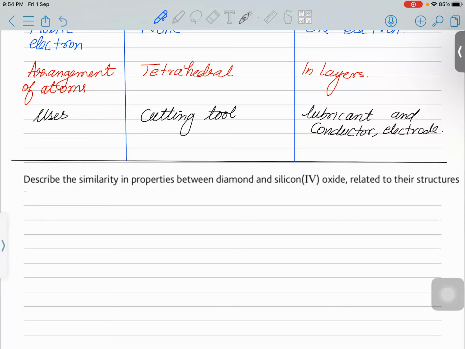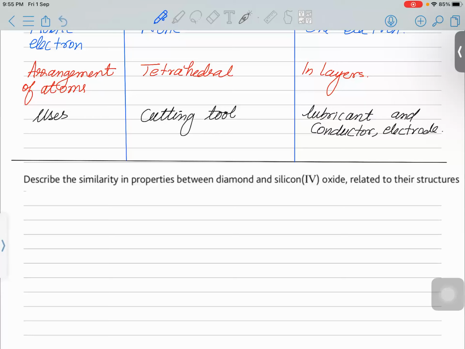Any idea? Sir, is it silicon oxide or silicon dioxide? Both are the same thing. Silicon 4 oxide, silicon dioxide, silicon oxide. So, sir, one similarity between silicon oxide and diamond can be that there are no free electrons between the bonds. Okay, and they have covalent bonding throughout the structure. Exactly, they have covalent bonding.